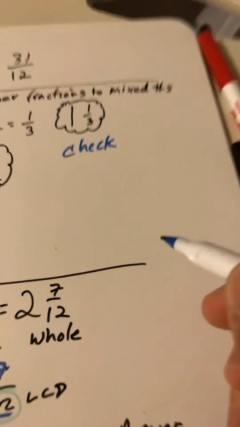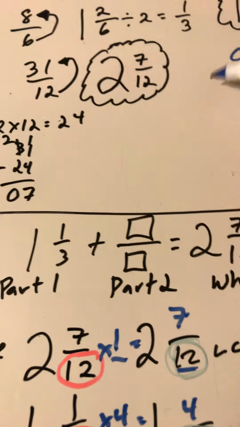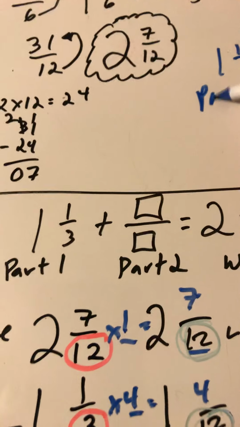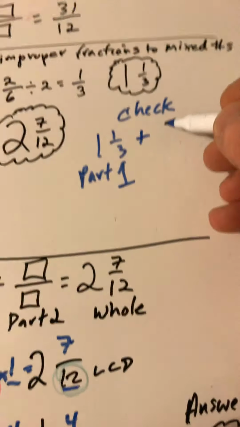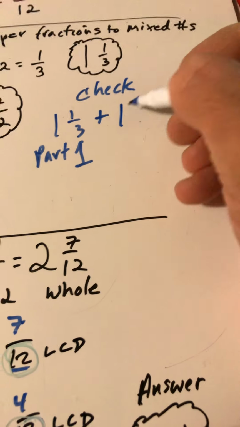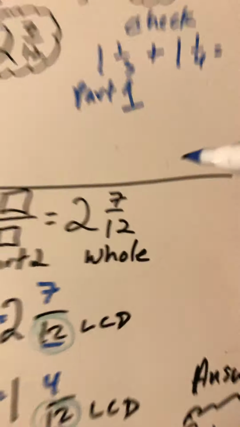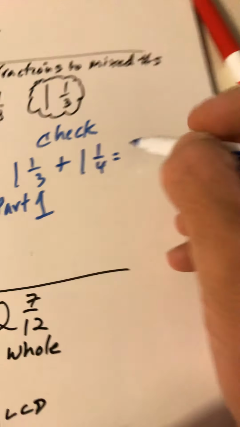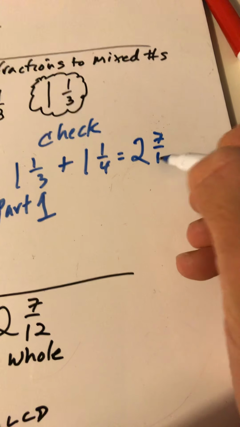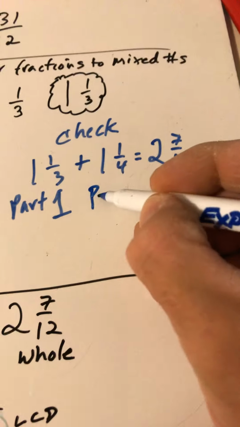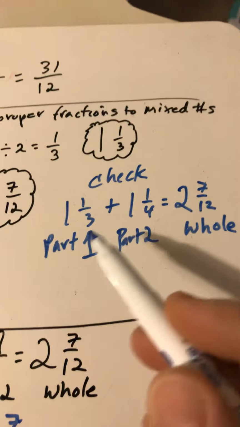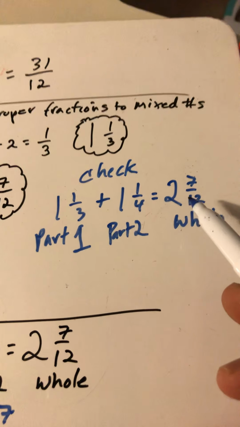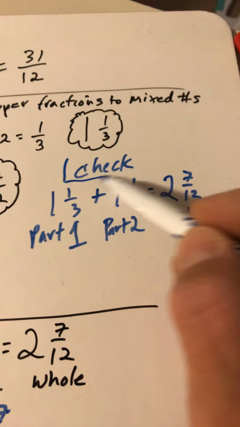So supposedly, part 1, which is 1 1/3, plus our new part 2 that we just discovered, right? What's that? 1 1/4 should equal our whole 2 7/12. Let's see. Let me label these. So this is part 2, and this is my whole. So I should be able to do this math problem. This plus that should equal this. Okay, I'm going to check. This is my check, remember, because supposedly I got everything right.